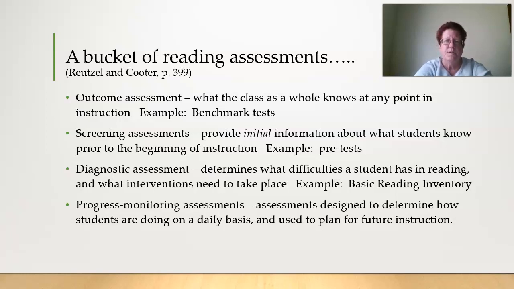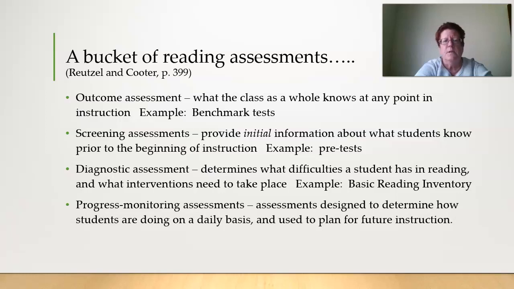Really what we want to do is make sure for any student, we're not looking at just one assessment to determine where they are and what they know. So we can look at things like outcome assessments. These are, for instance, benchmark tests that tell us from point to point to point where an entire class is on any particular step of the instruction.